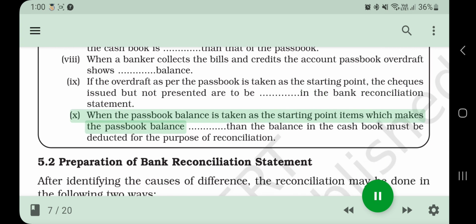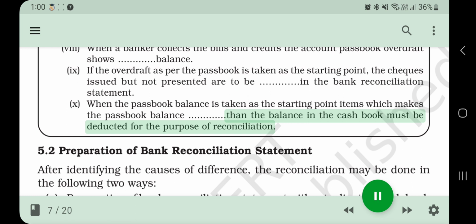When the passbook balance is taken as the starting point, items which make the passbook balance larger than the balance in the cash book must be deducted for the purpose of reconciliation.